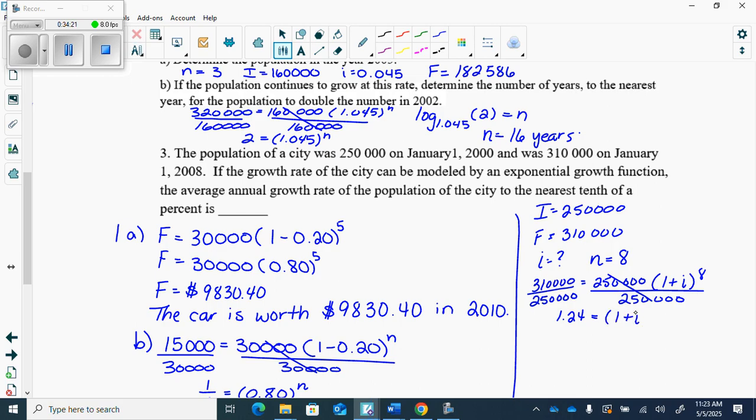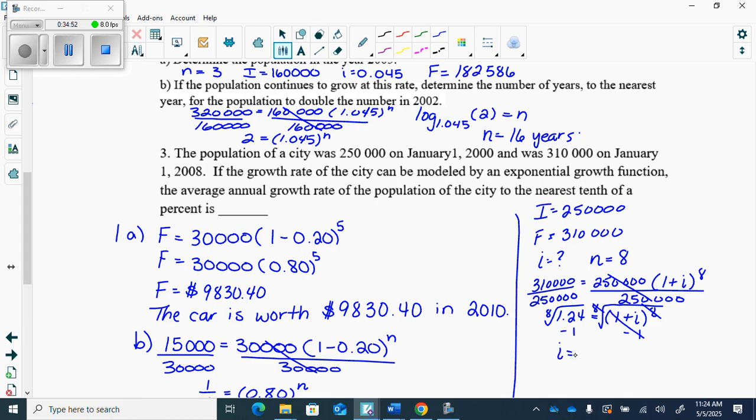1 plus i. Now some people try and convert this to log. You don't have to convert it to a log because the exponent is 8, right? It's only when we don't know the exponent. So we're going to take the 8th root. And how we take the 8th root is we go 8 math number 5, 1.24, and I get this decimal. And then I'm going to have to get i by itself, so I'm going to subtract 1 from that decimal.